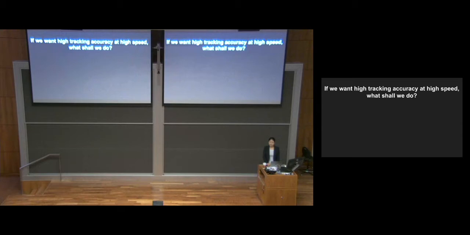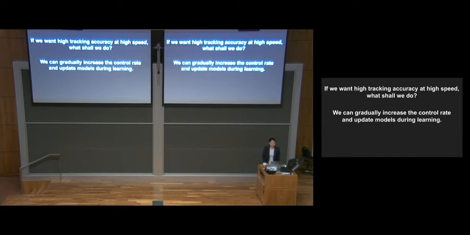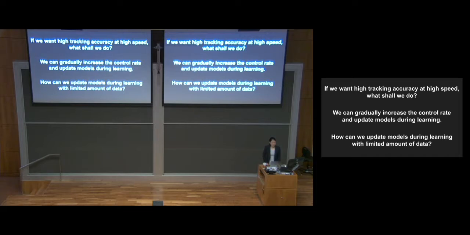We don't want to go into using the high control rate directly because it's dangerous. We might have parasitic pulse. Then we can gradually increase the control rate and update the models during learning. The problem is that if we want to update the state space model A, B, C, and D, we need a lot of data. How can we do that when we want to update the model during learning, when we only have a few iterations?